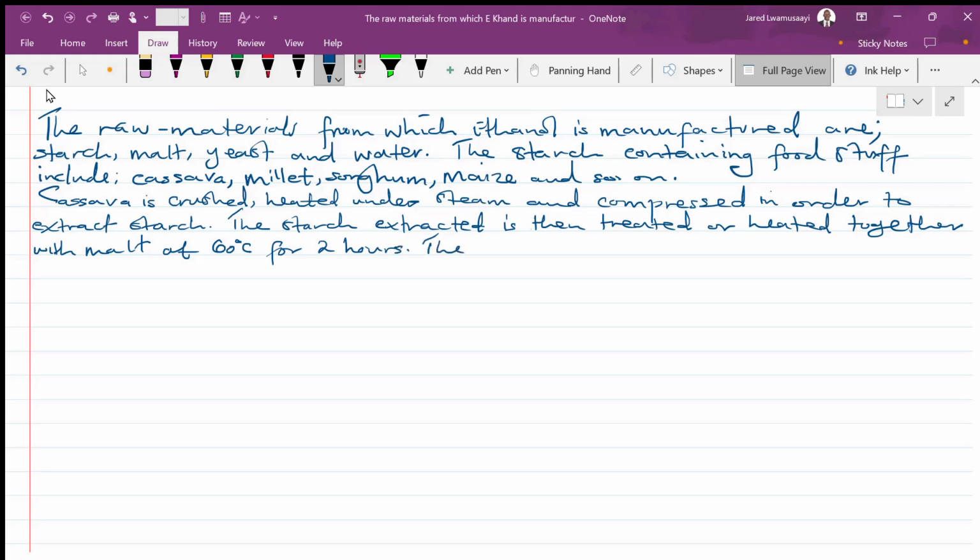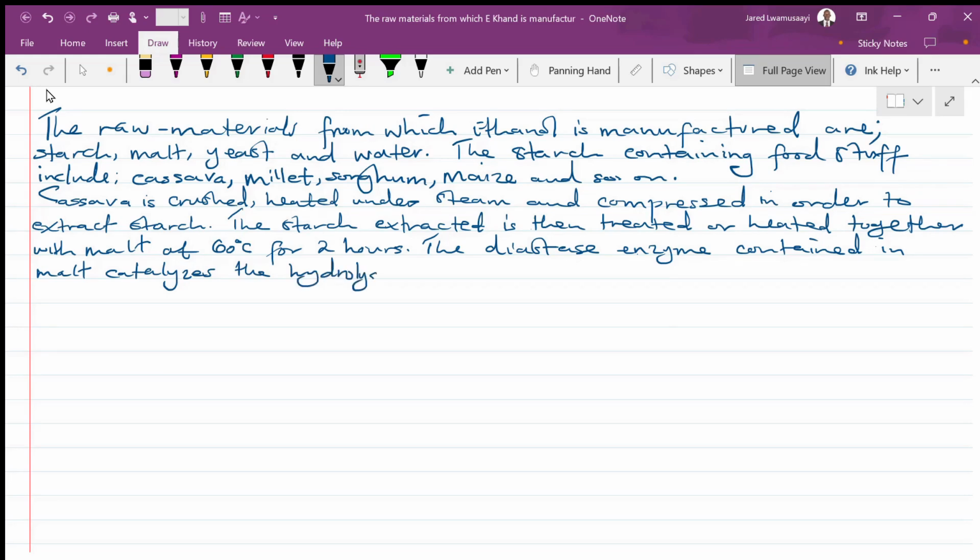The diastase enzyme contained in malt catalyzes the hydrolysis of starch to maltose.